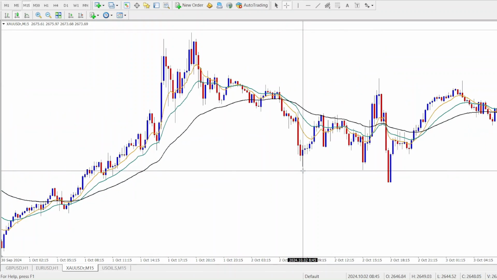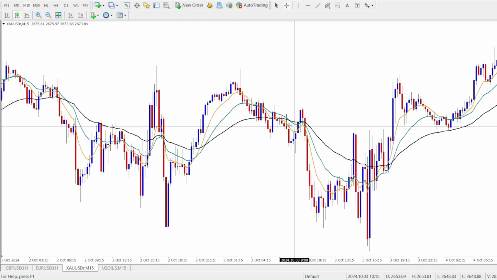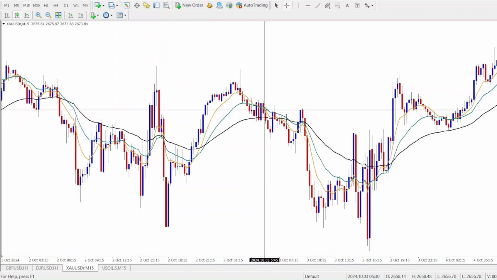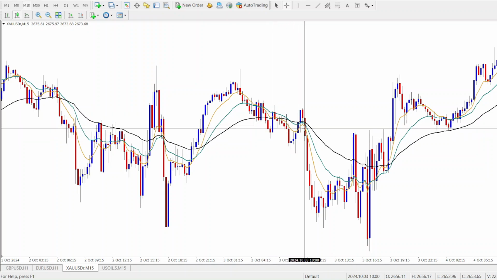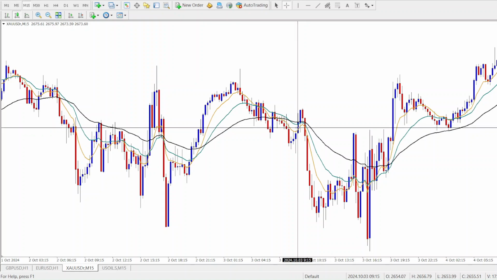On the other hand, when the 9 EMA crosses below the 20 EMA and both are below the 50 EMA, as in this case, it signals a potential downtrend. This means the market is losing momentum and you should consider selling. So this would have been a good opportunity to sell as the EMAs give us a bearish signal.